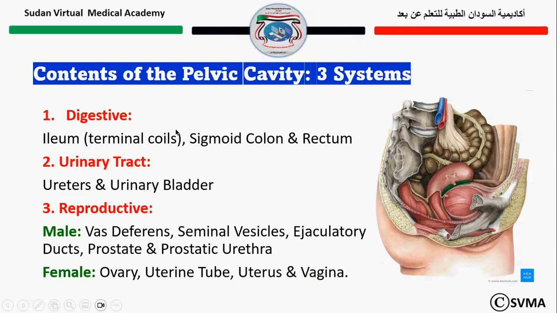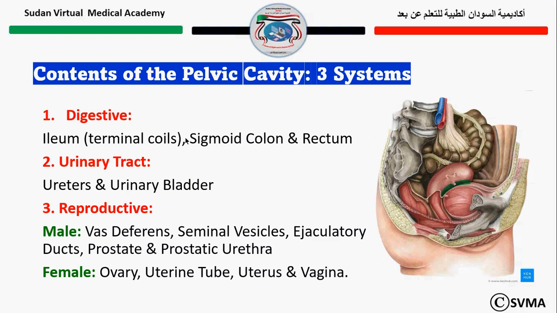The terminal part of the digestive system which is present in the pelvis includes the lower coils of the ileum. That's why we study the ileum with the abdomen as part of the small intestine, but only the lower coils of the ileum dip into the pelvis, so you can find some coils of the ileum in the pelvis. However, you find the whole sigmoid colon and rectum in the pelvis. So today we're going to talk about the sigmoid colon and rectum, and we'll leave the ileum to study with the rest of the main part of the ileum when we cover the anatomy of the abdomen.